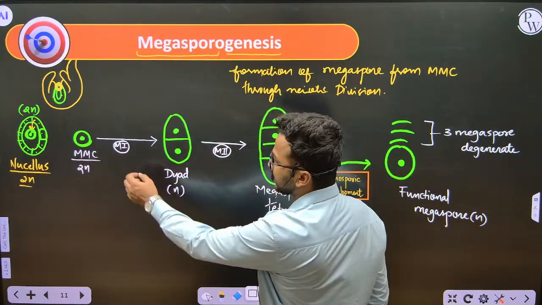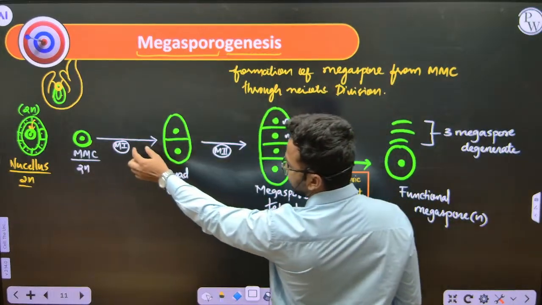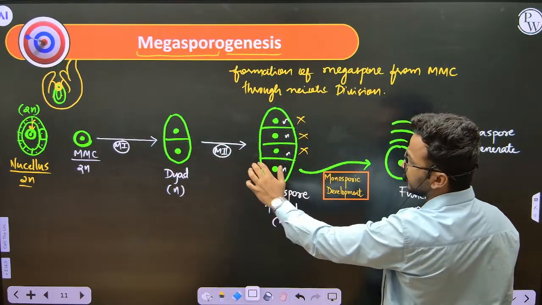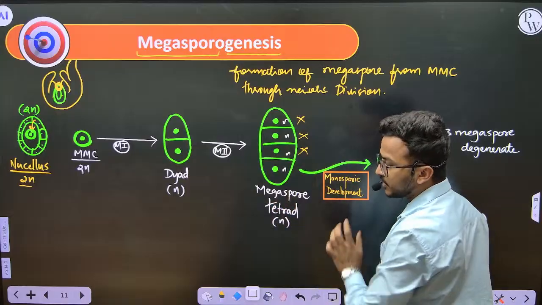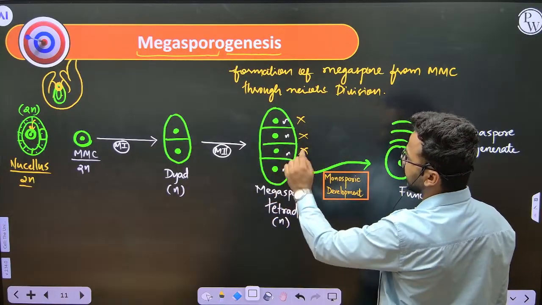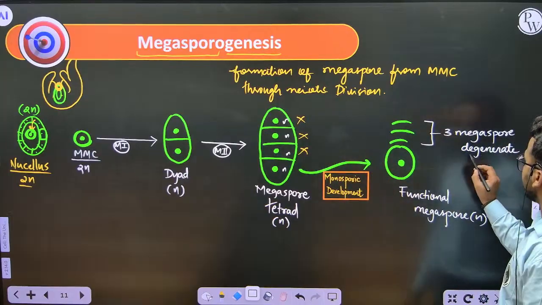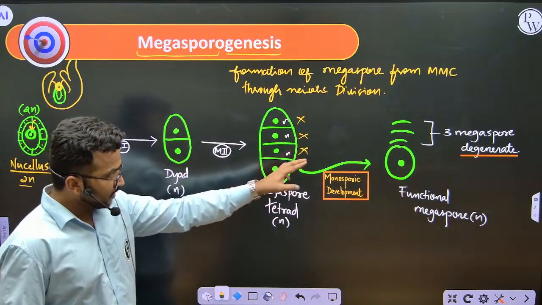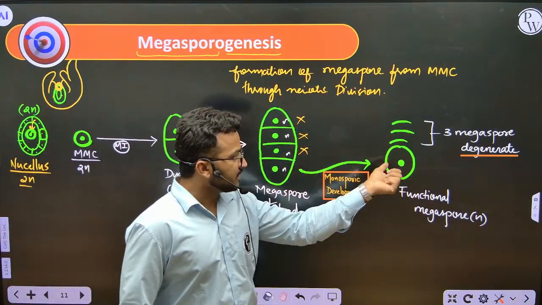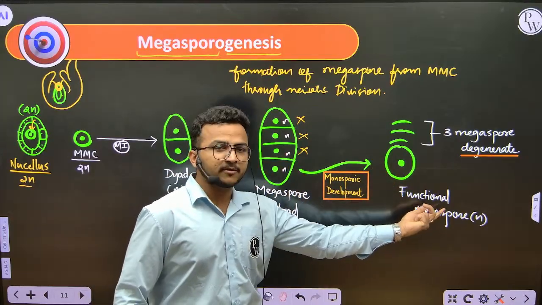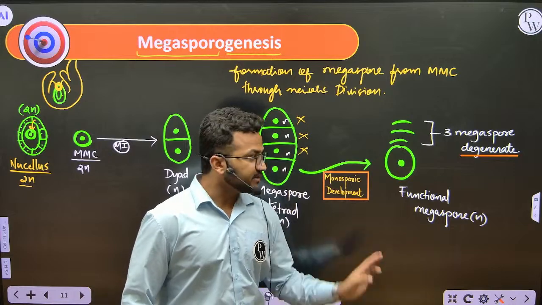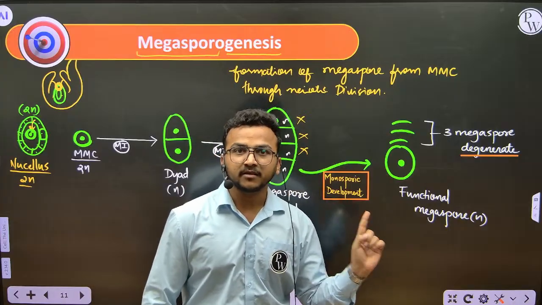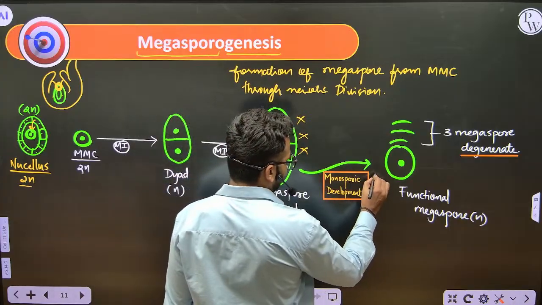When this megaspore mother cell undergoes meiosis, meiosis 1 gives 2 cells, a dyad, and meiosis 2 gives 4 cells out of these 2. So the megaspore tetrad is formed. When the megaspore tetrad is formed, 3 are going to degenerate. Degeneration is nothing but dissolving. Only one cell of the megaspores becomes functional, that is the functional megaspore. Since only one cell becomes functional, we call it monosporic development. You need to remember this, it is very important.